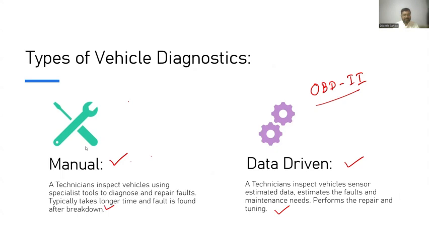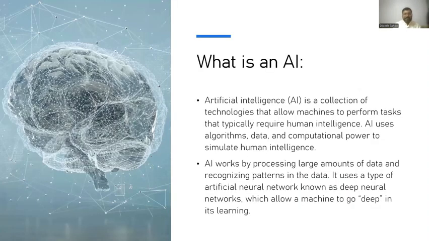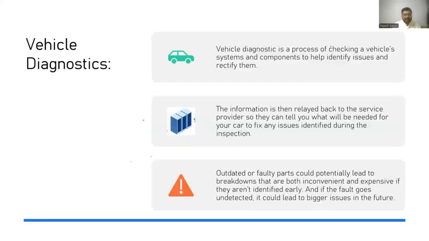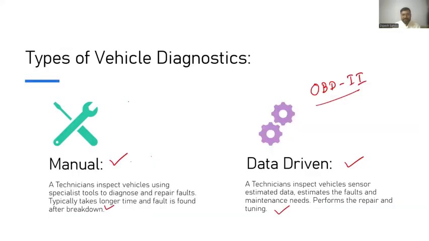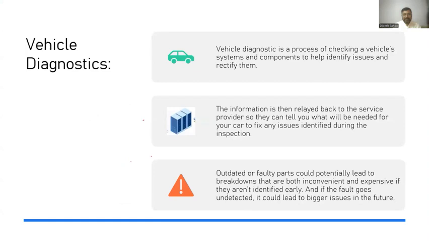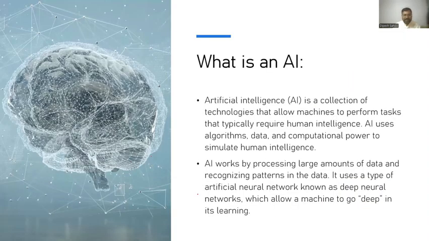That means the next servicing will be after 8 months or after 1 year. So for 1 year, this part is going to work. If I just repair it, it is going to work. These are the steps of vehicle diagnosis, manual diagnosis and data driven. Now, what is an AI?